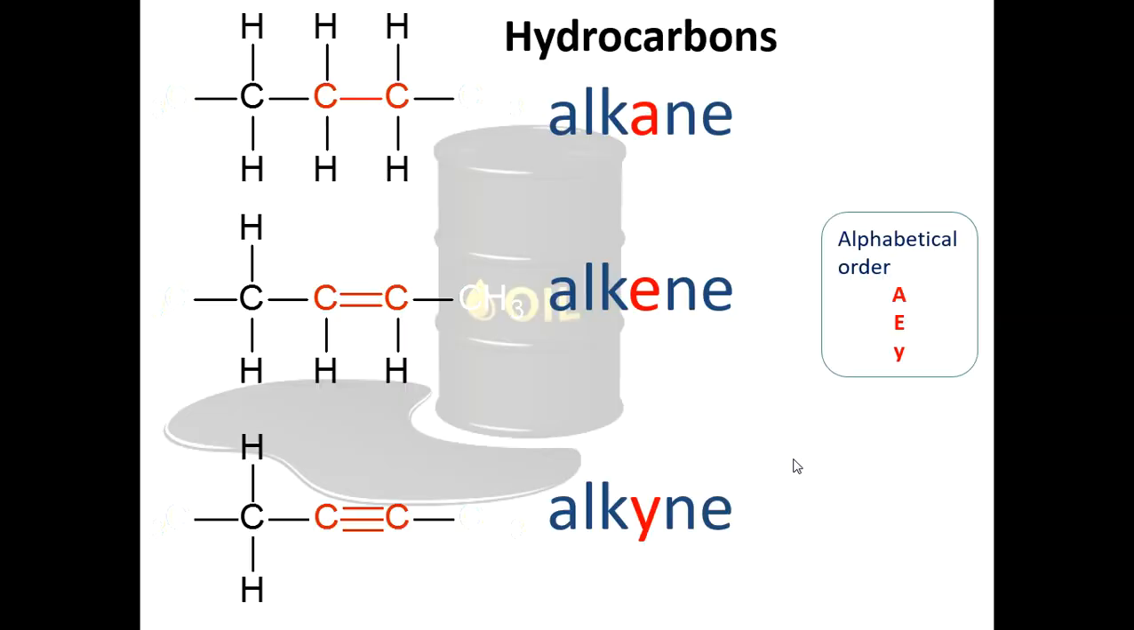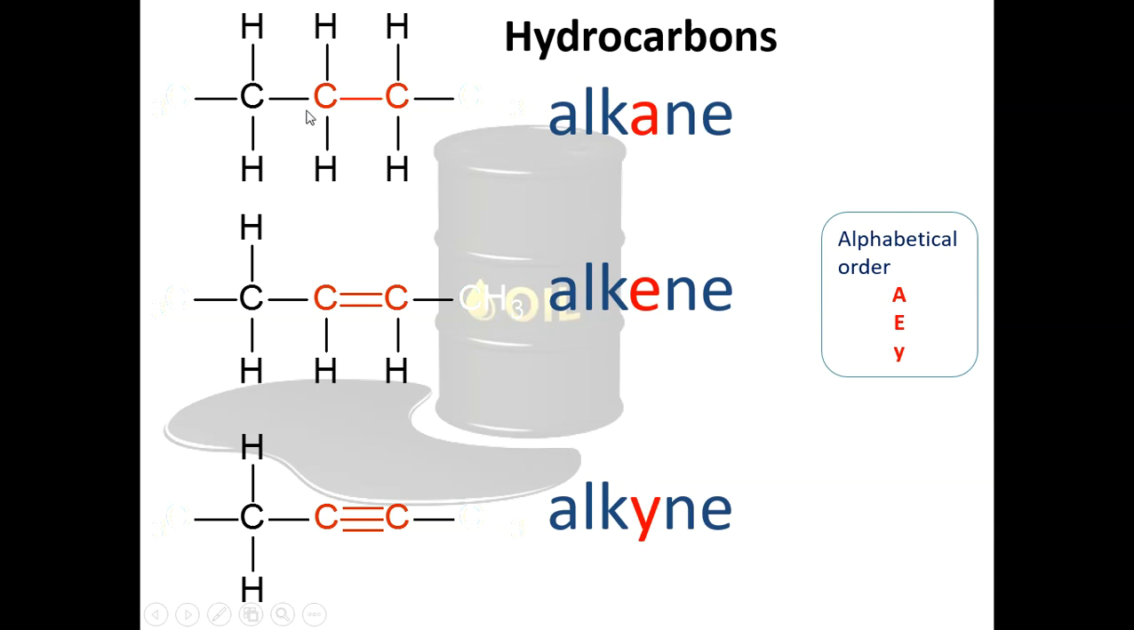Kia ora. Let's look at some tips to remember the functional groups that you need to know for NCEA Level 3 Organic Chemistry. So the first group of molecules are the hydrocarbons, which I think is fairly obvious, contains only hydrogen and carbon. And there are the three different types of functional groups: alkane, alkene, alkyne. And a way to remember them is think of the alphabetical order, A, E, Y.